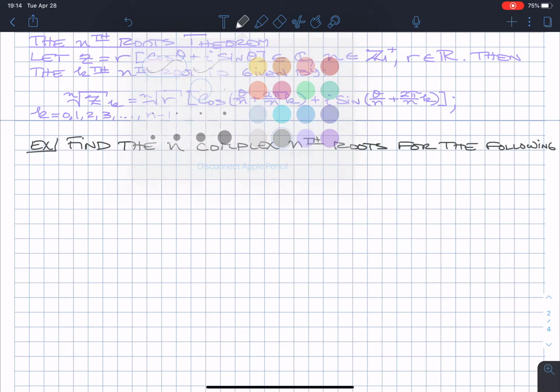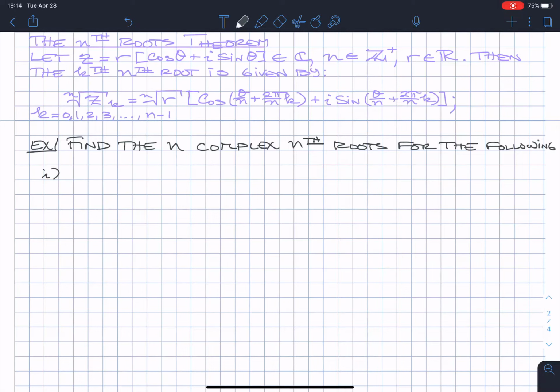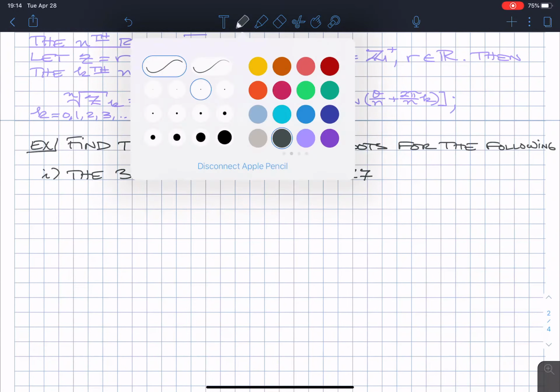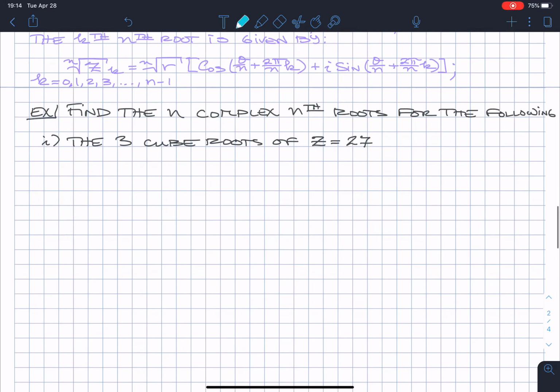Okay, so number 1, let's say we have the 3 cube roots of z being equal to the number 27. So you might say, well, the cube root of 27 is 3, and that's true. That's just one of the 3 cube roots.